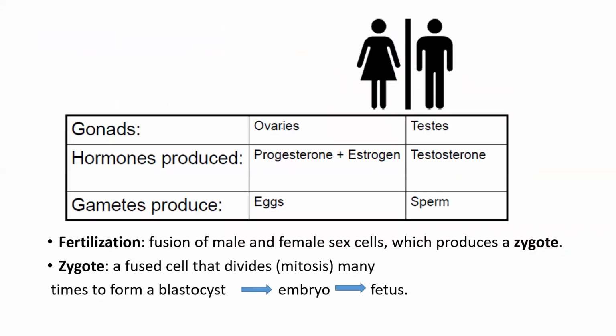Okay, gonads. When we talk about the word gonads, we're talking about the ovaries and the testes. Progesterone and estrogen are made in the ovaries, testosterone in the testes, and the gametes that are produced are eggs and sperm. And we've gone through this. In a zygote, N plus N forms 2N. That's our first diploid cell, referred to as a zygote. And this in turn forms a ball of cells, an embryo and a fetus, which we'll look at next week.